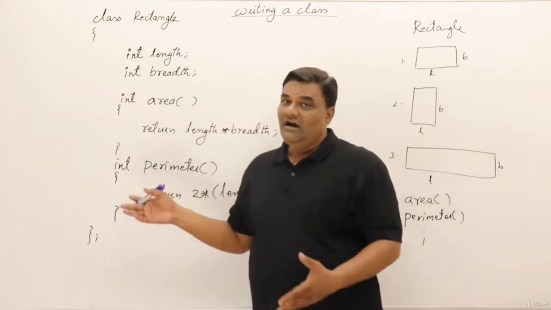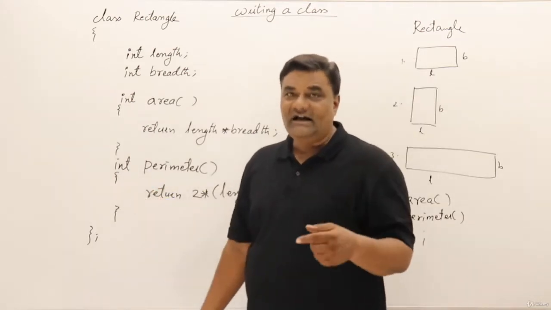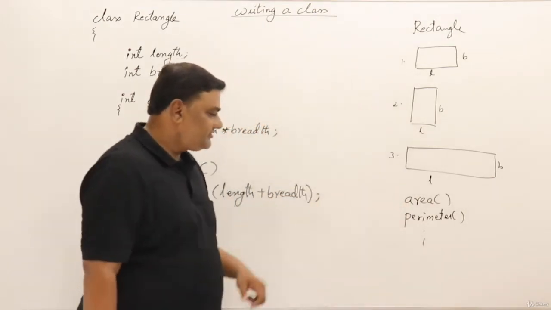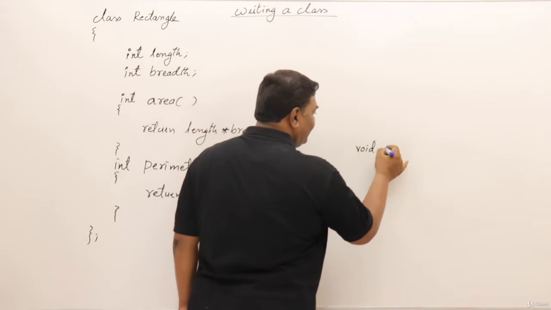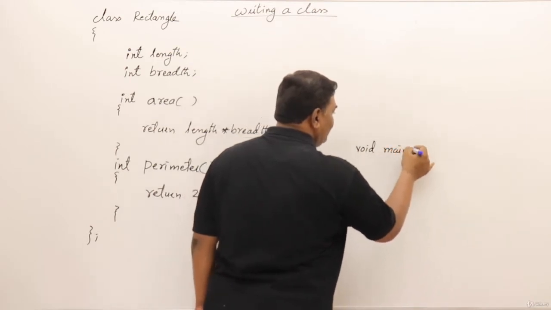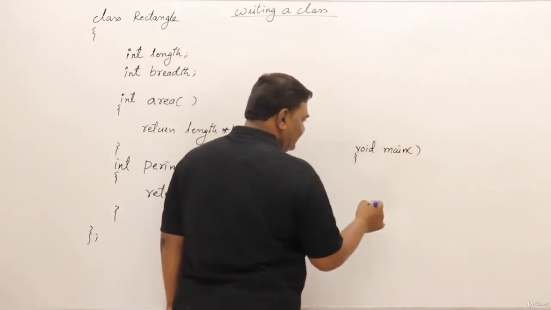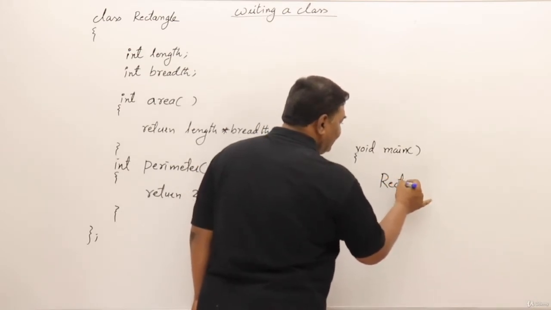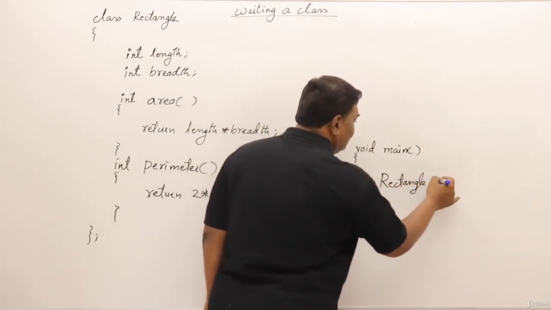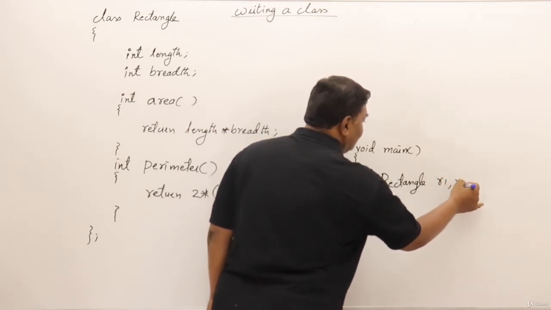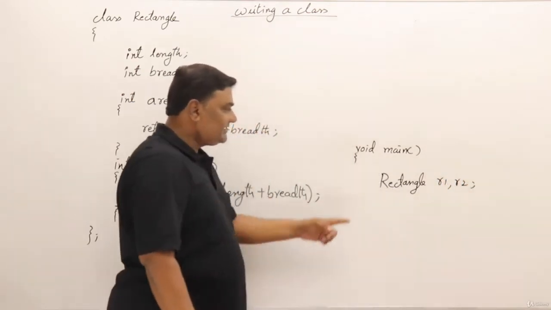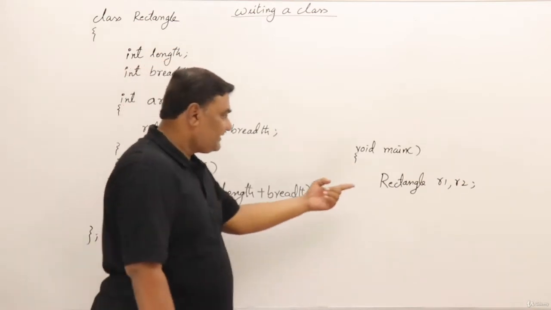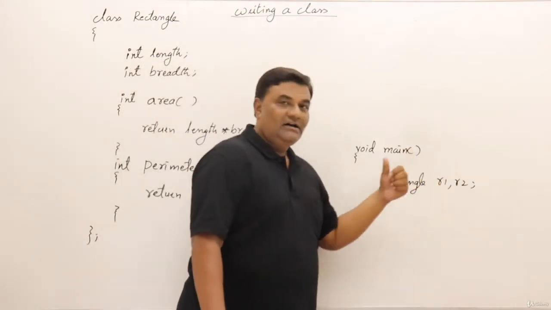Then let us see how to use this class. For that, I will write the main function and use it. Here is the main function, void main I am writing. You can write void main or int main, depending on the compilers. I am creating objects of rectangle, R1 and R2. So I have created two objects of type rectangle. This is the method of creating objects: rectangle R1 and R2.